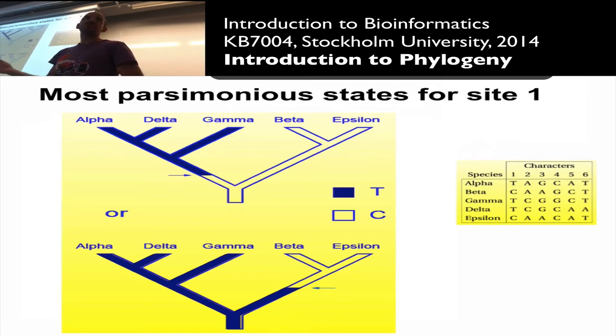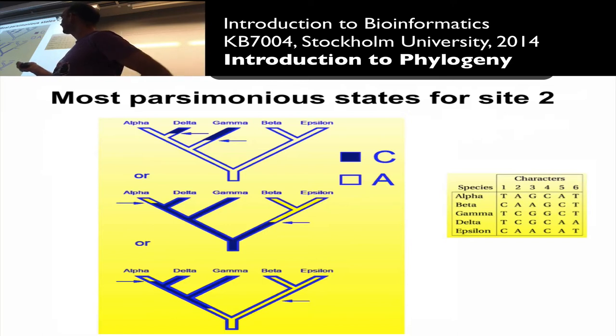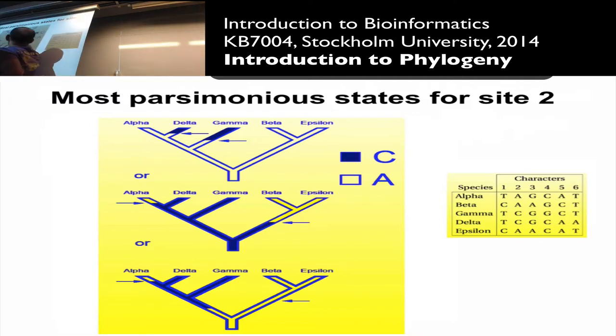So that means that you have one mutation in this tree, and you go on to position two. And you have a change, there alpha has an A, delta has a C, gamma has a C, so you have A, C, C, A, A. If you had an A in the root, you would have two changes, one in delta, one in gamma. But if you had another tree where this one maybe comes from here, you would only need one change. That tree would fit this column better.